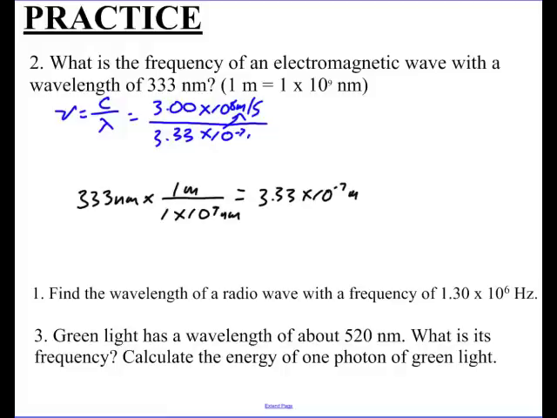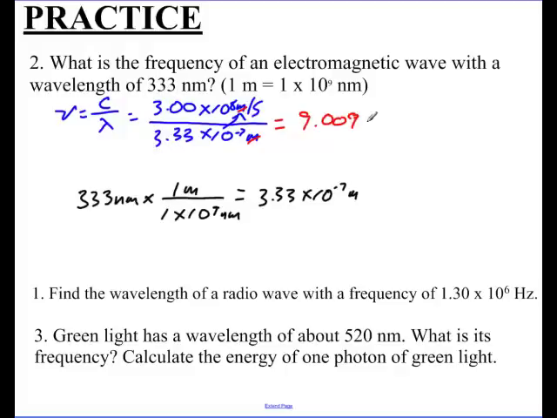Meters on bottom, meters on top. I'm going to be left with per seconds. My calculator says 9.009 × 10⁴. And then my unit is per seconds.